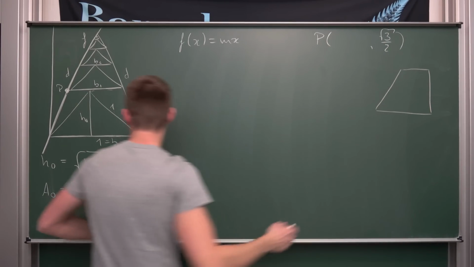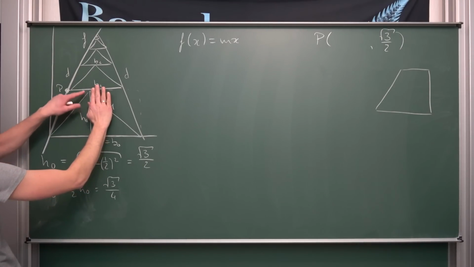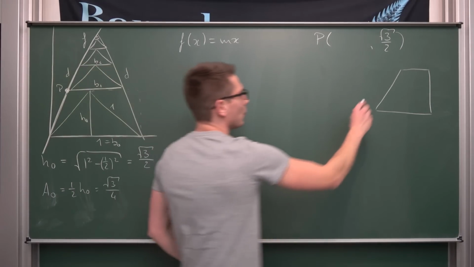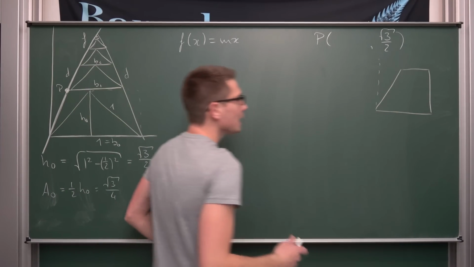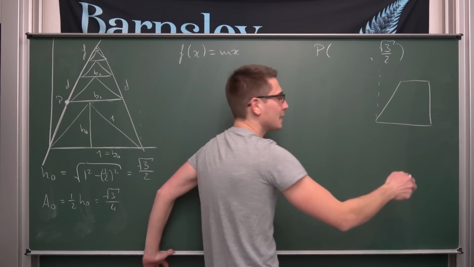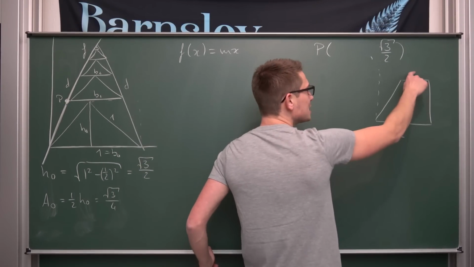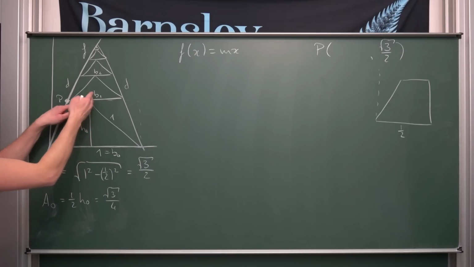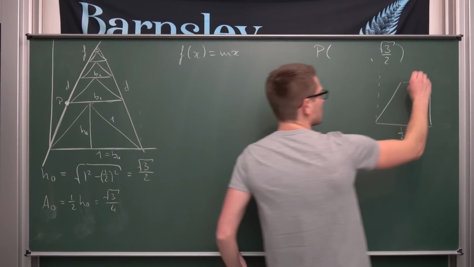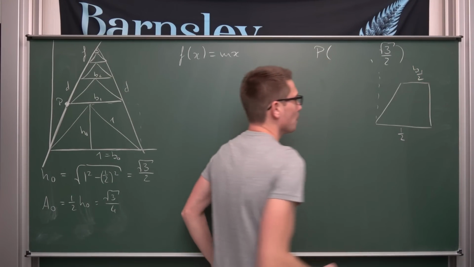Now, this length right here, just imagine cutting everything off and just taking a look at this part. We have our coordinate system running along here. And now, what is this length down here? This length is nothing but 1/2. Now, this length up here is by definition just half of B1. So this right here is B1/2.